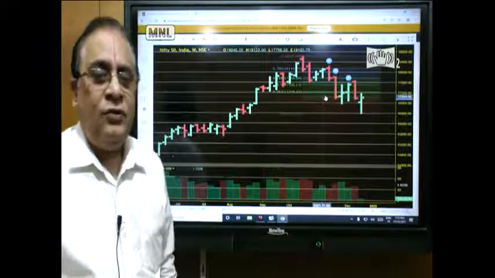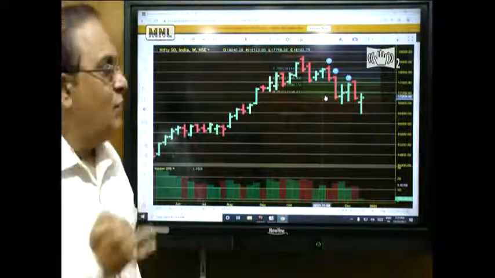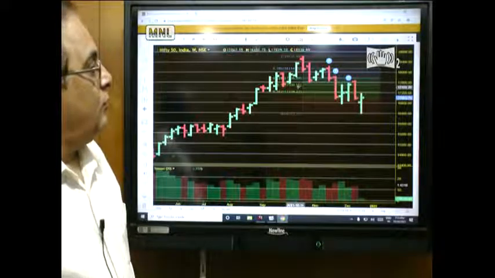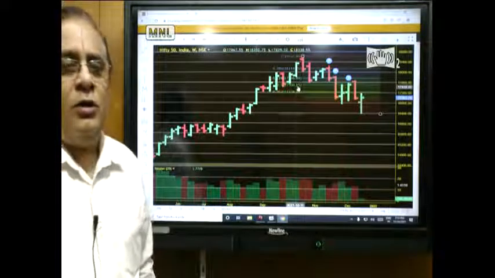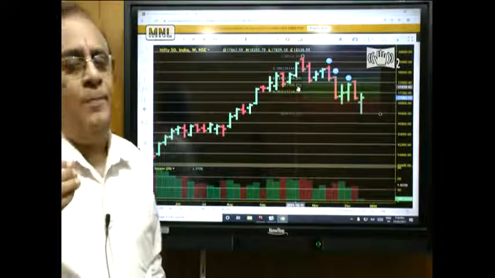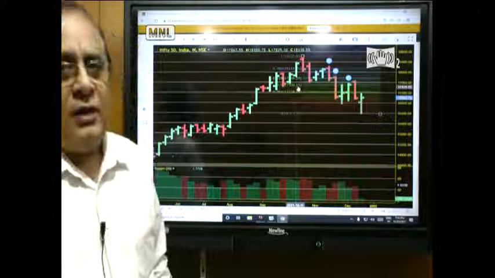So the next level of resistance above 17,500, 600 levels will come closer to 18,100, and then of course the weekly close, which will be 18,400 to 500 levels. So these are the levels, but eventually any pullback also, because the bullish trend has been reinstated.